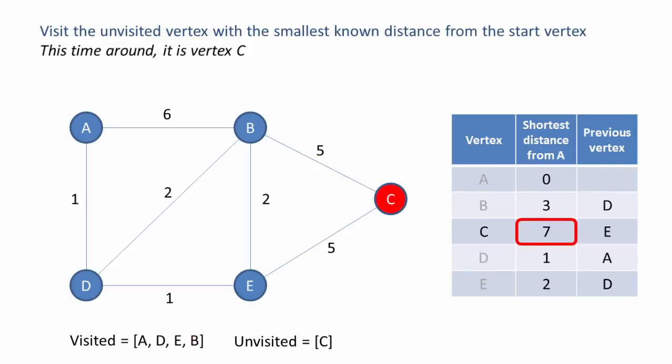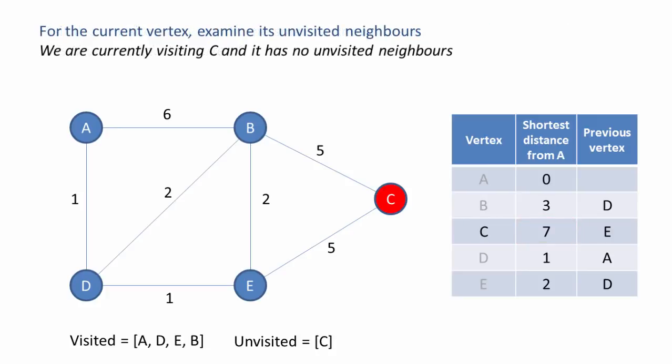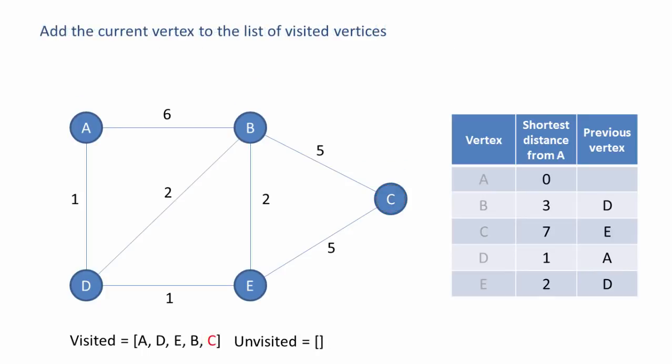Visit the unvisited vertex with the smallest known distance from the starting vertex. This time around it's C. And for the current vertex, examine its unvisited neighbours. Well, we're currently visiting C, but it doesn't have any unvisited neighbours. There's nothing to do but to add the current vertex to the list of visited vertices. There are no more vertices to visit, so our table of information is complete.